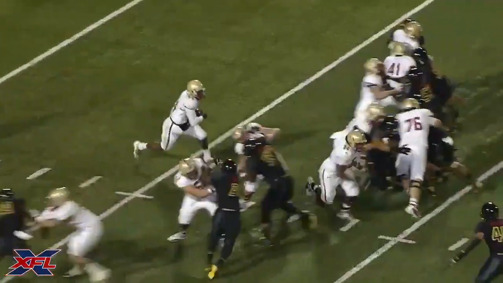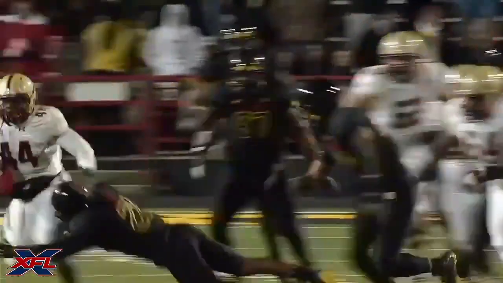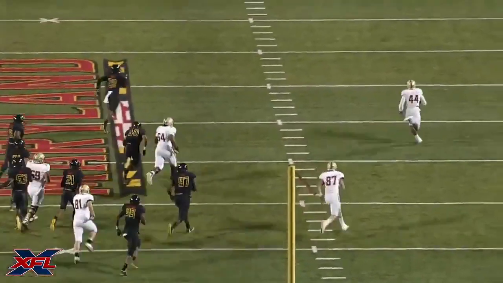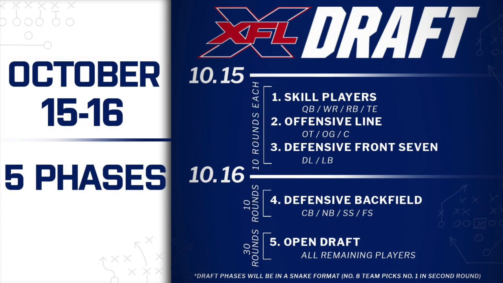So yeah, guys, that is the player list. Now, if you came to my channel looking for more details on the draft itself, you came to the right place. The draft is on October 15th and 16th. There are 5 phases, not rounds. On October 15th, there will be 10 rounds each, starting off with the skill player phase, then the O-line, then the D-line. And on the 16th, there will be 10 rounds for the defensive backfield, and then 30 rounds to finish off the draft, just an open draft, free-for-all.